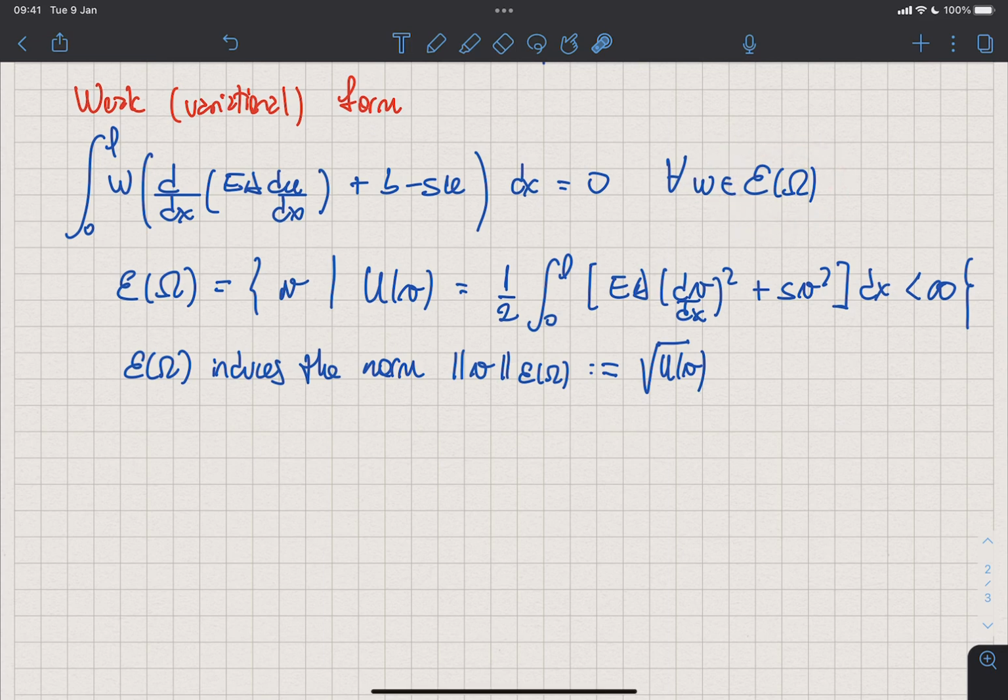And we talk about spaces. We started talking about what is, in our case, the space we're interested in, and we define the energy space. And this is a very important space in finite element analysis because we use it all the time.